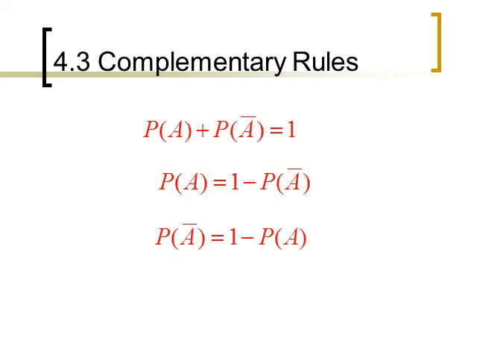Then we have some complementary rules dealing with probabilities. When we add the probability of A with its complement, we get 1. The probability of A occurring is 1 minus the complement. And the probability of the complement is 1 minus the probability of A.